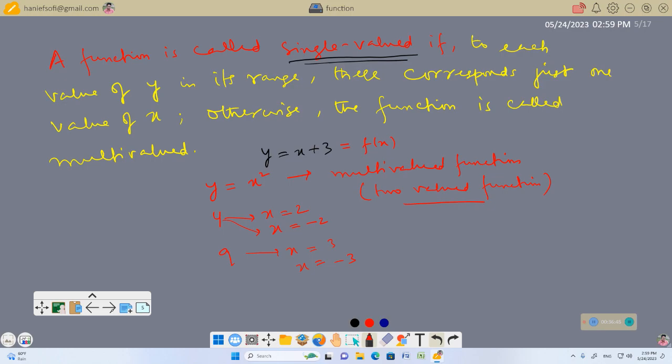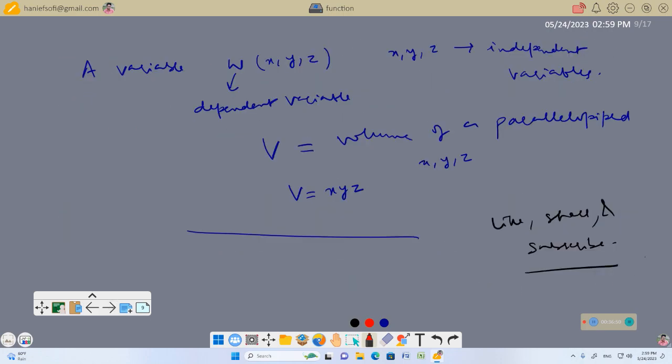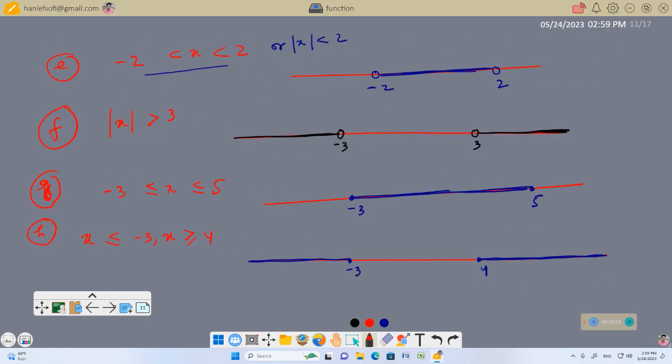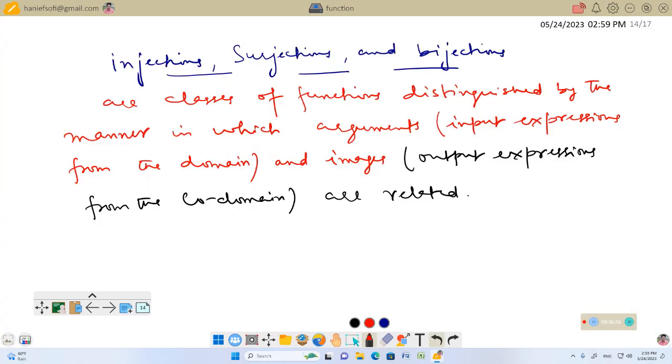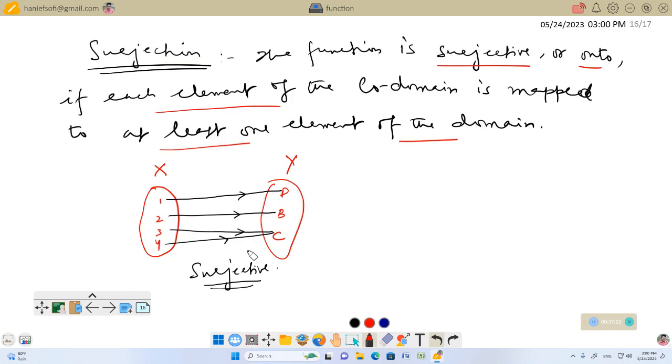So let me move to, what about this? We discussed this. This is surjection as well as injection. Therefore, it is a bijection. This is non-surjective. It is injective, but since it is non-surjective, it is not a bijection. Right? We discussed this.